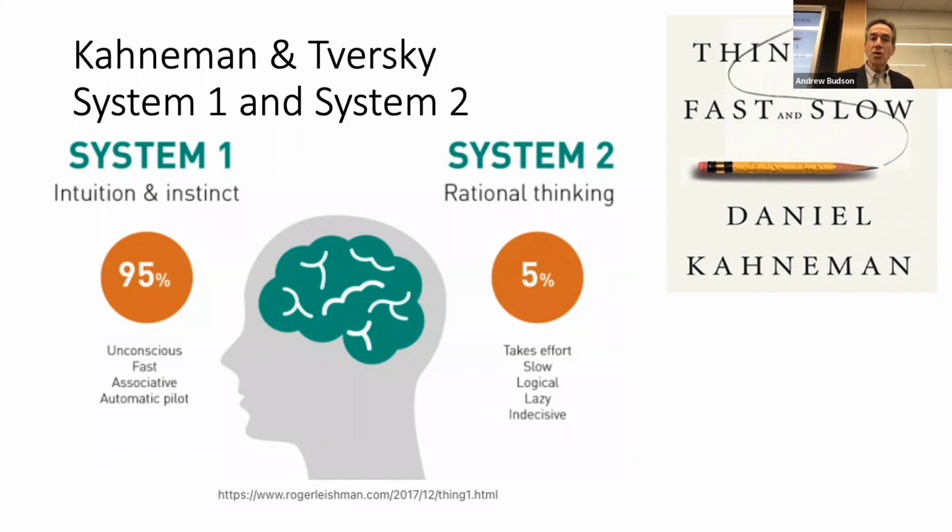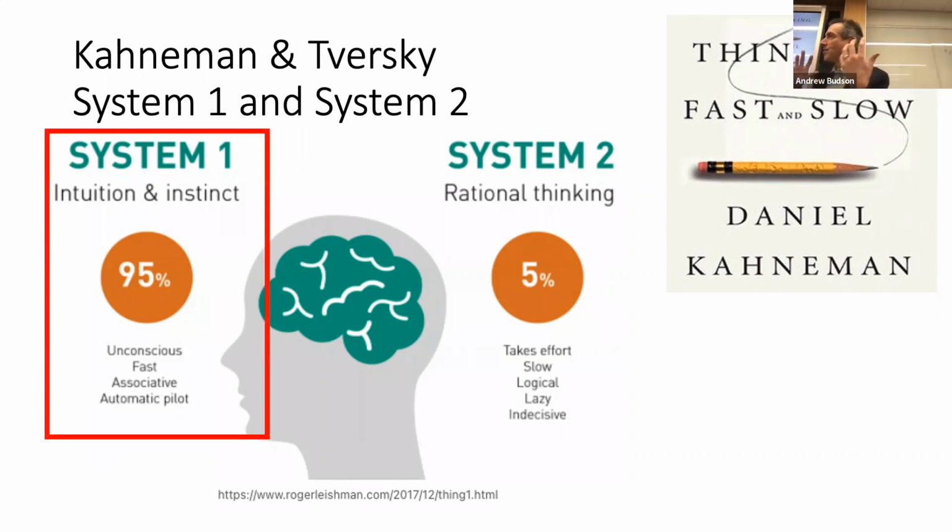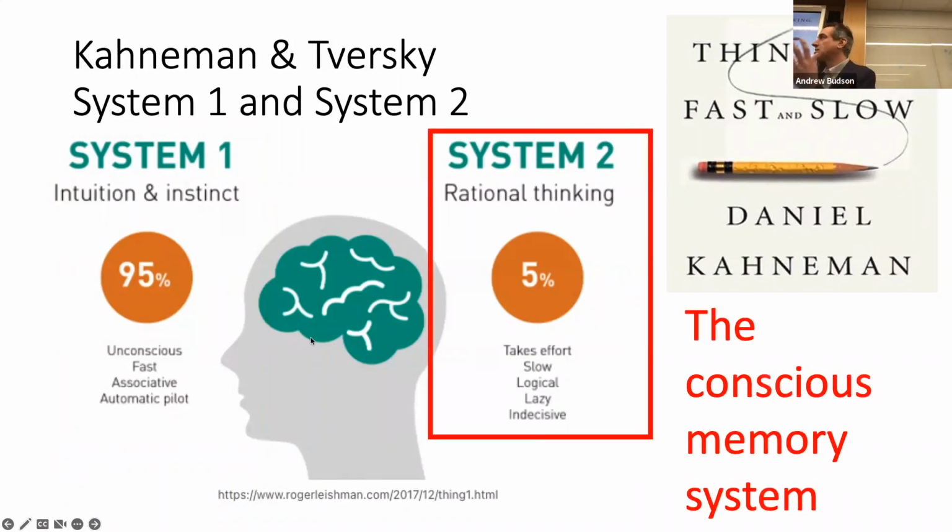They also noted that there are two different systems that human beings can use to make decisions and decide on actions. One of them is unconscious, system one, intuition and instinct, and most of our decisions and actions, as indicated by this 95%, occur with this system one, according to their model. But we also have this system two, that is what is involved with rational, conscious thinking. And this is what we believe is the conscious memory system.